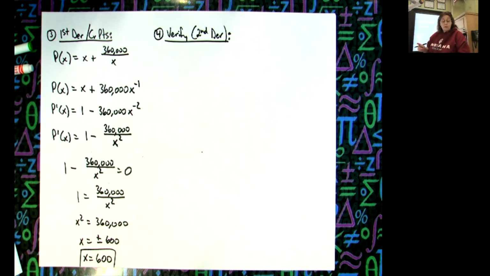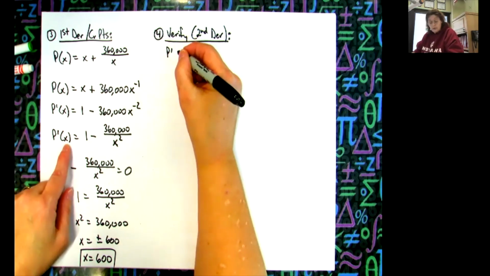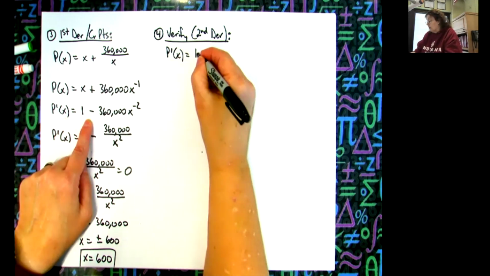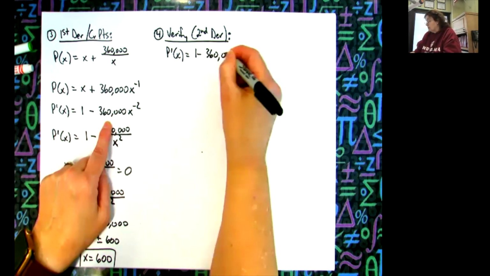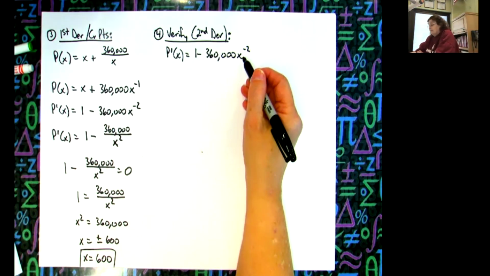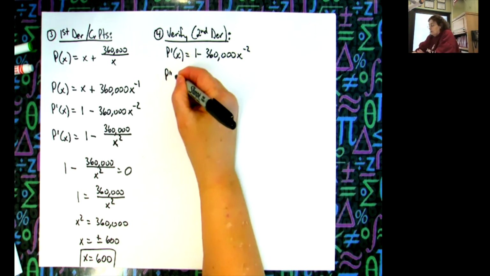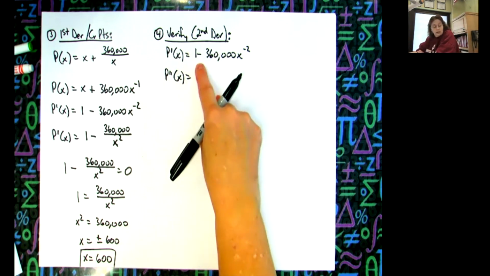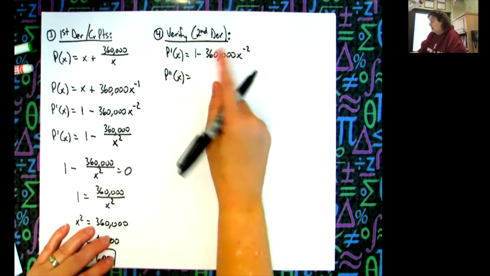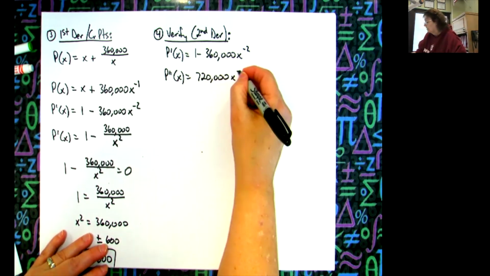Okay, so let's write my first derivative down. Let's see which one. I want this one because it's going to be the easiest one to manipulate: 1 minus 360,000 x to the negative 2. I want that one because it's easier to take the derivative here. So if I'm verifying with my second derivative, I need to calculate that second derivative. When I take the derivative of 1, it goes away. Power rule here, negative times negative is going to make it a positive. So 720,000 x to the negative 3.